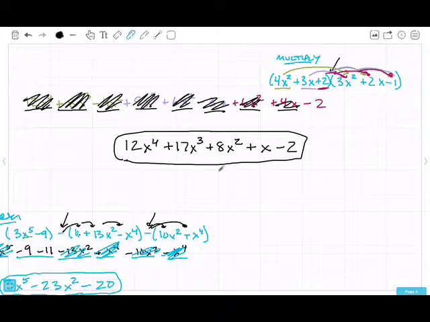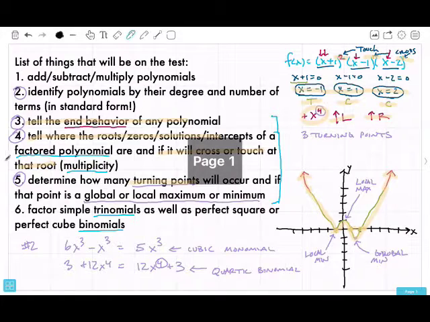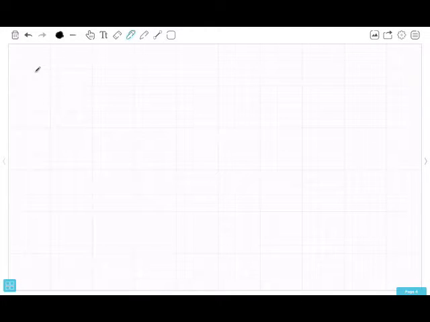Okay. That should be this addition, subtraction, multiplication. That should be some of the simplest stuff that we've done. Our last thing that we want to talk about on this video is number 6. Factor simple trinomials as well as perfect square or perfect cube binomials. Factor simple trinomials, okay? Let me give you a couple of examples.